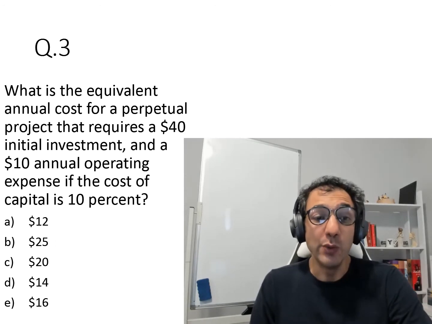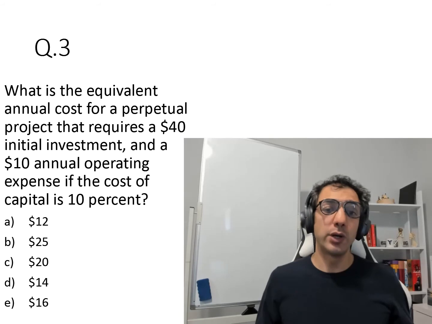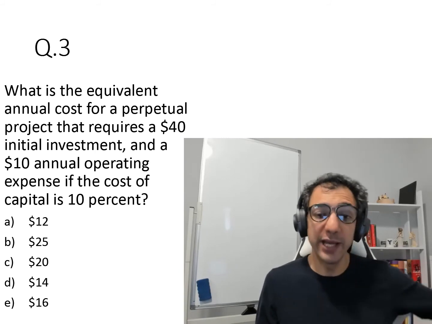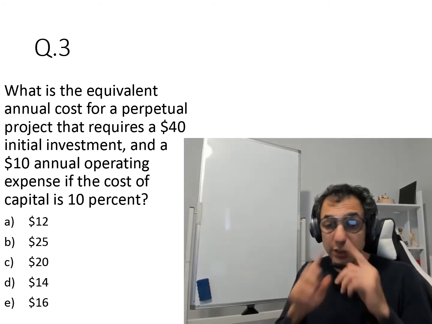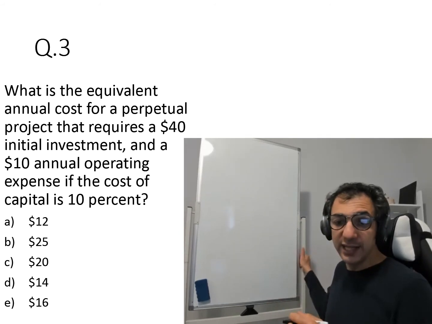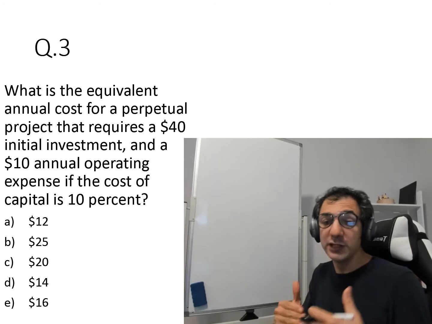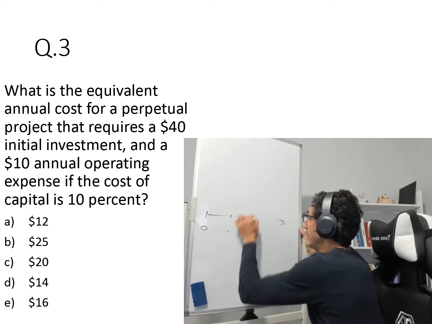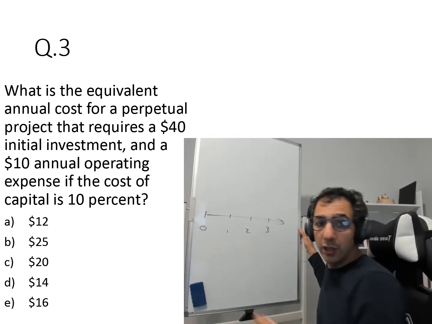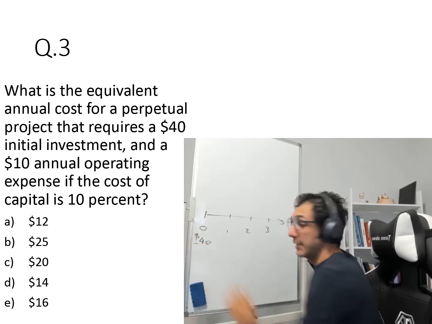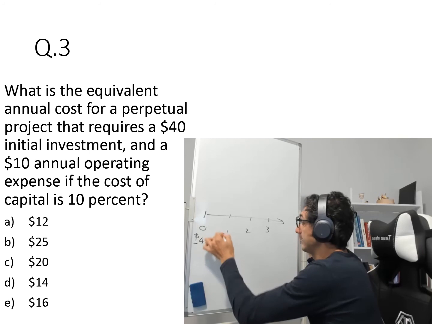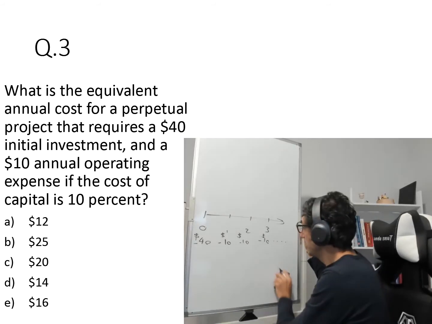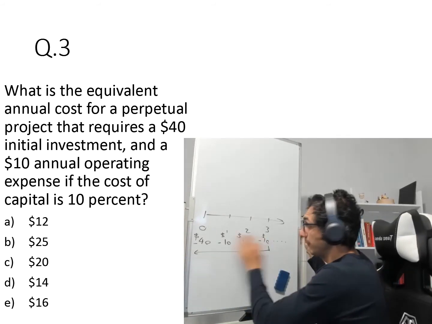What is the equivalent annual cost for a perpetual project that requires $40 initial investment and $10 annual operating expense? So we talk about the equivalent annual cost. Here you have to be careful because you are going to generate equal payments which are happening forever. This is the perpetuity. So let's look at the numbers here. You are investing $40 now, correct? However, you also need to pay $10 forever. This is perpetuity. So what you can do, you can find the present value of all these future cash flows.